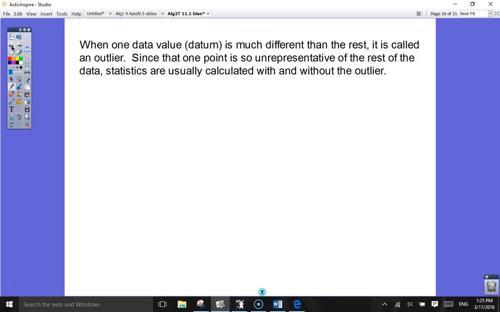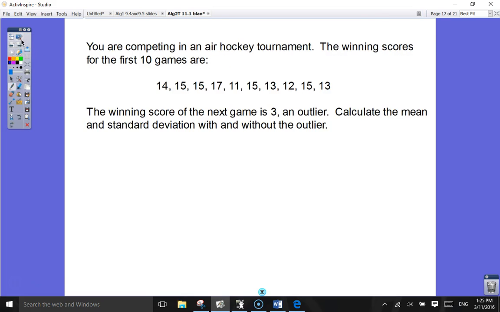So if there's a value that's a lot different than the rest, then calculate your mean and standard deviation twice. Once with it in, once with it out. And your two homework problems that you're going to do, only two, it's this exact kind of scenario. You'll be given an outlier and you'll do it twice. Once with it in, once with it out.